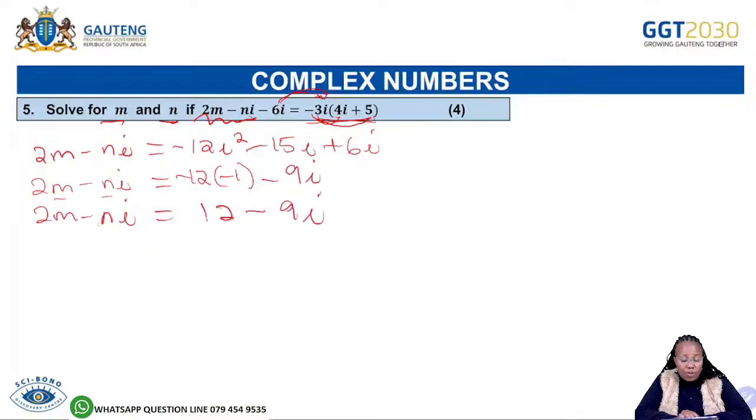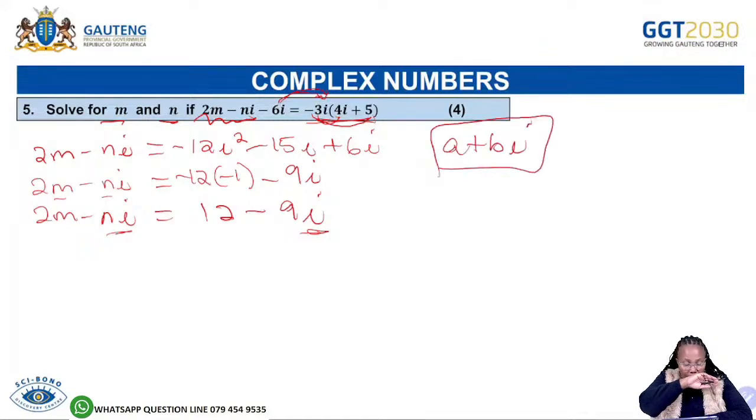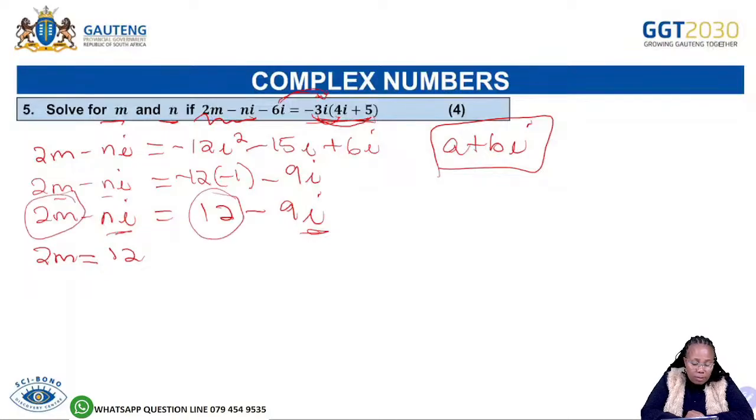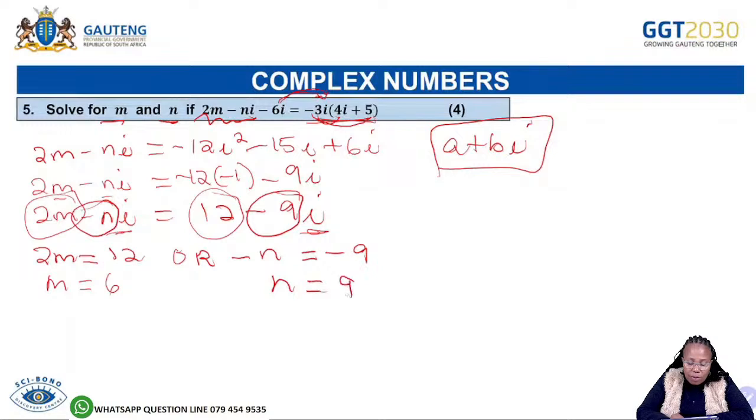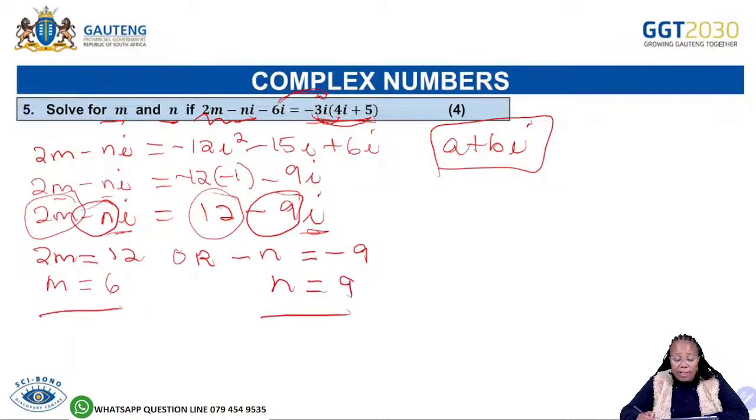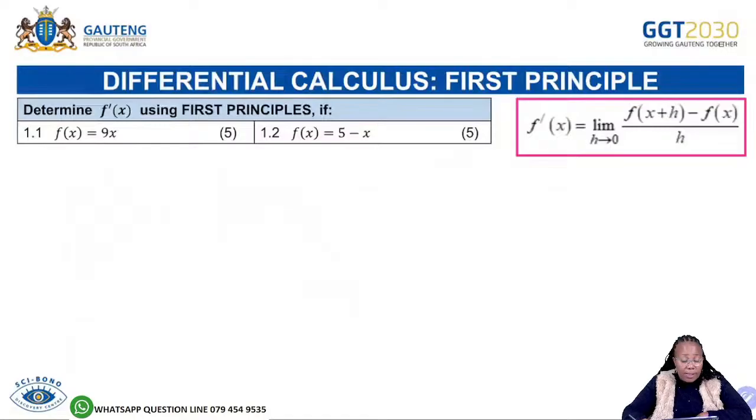Look at the arrangement, grade 12. The i's notation of a plus bi, rectangular notation, okay? And then now the one without i is 2m, which will be equal to the value without i. Okay, therefore m is equal to 6, dividing by 2 on both sides. Or the minus n will be equal to the minus 9. We are taking the coefficient of i and equalizing to that. Therefore n is equal to positive 9. Then that is how you calculate the complex simultaneous.